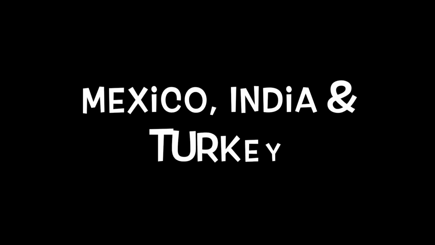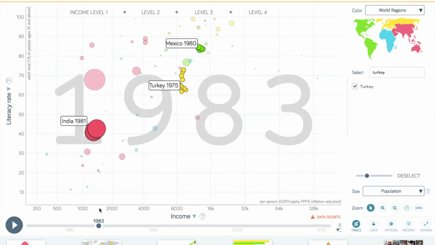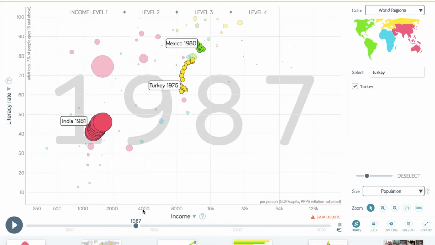For this example, we will be looking at 3 specific countries. We will see how the income level as well as literacy rate has changed dating all the way back to the 1980s. If you look here, we have Mexico, India, and Turkey's literacy rate and income level shown in 1981. As the years pass, we start to see a common trend amongst these countries.